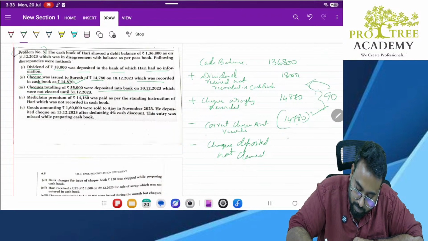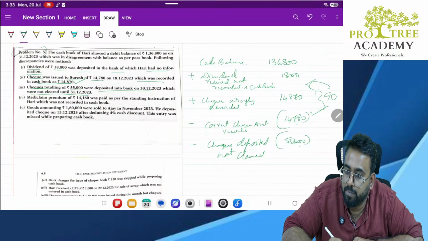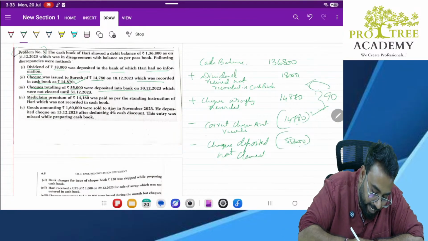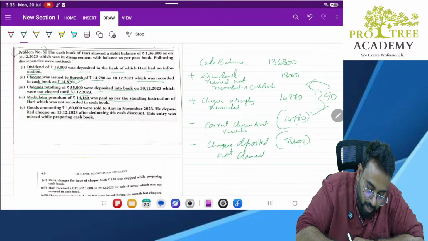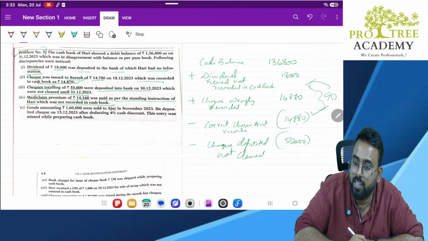How much is it? Is everyone following? Next. Mediclaim premium of 14,160 was paid as per the standing instruction of the Hari, which was not recorded in the cash book.